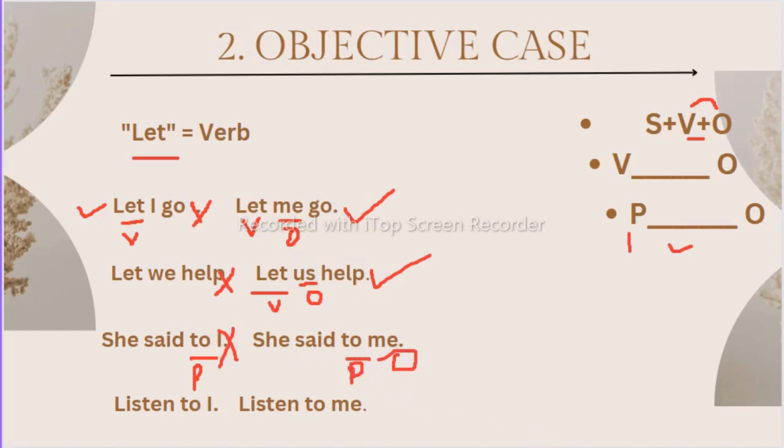"She said to me." This is the preposition and this will be an object. And also we say "listen to me". We don't say "listen to I", because after a preposition we follow the object. So remember, after a verb we follow an object, and after a preposition too we follow the objective case.